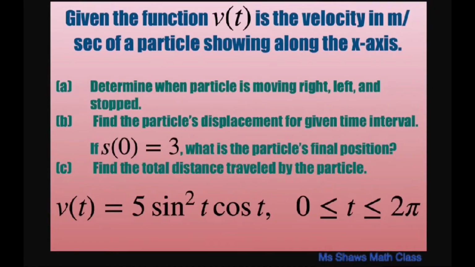Everyone. Given the function v of t equals 5 sine squared of t cosine of t is the velocity in meters per second of a particle moving along the x-axis, we're going to determine when the particle is moving right, left, and stopped, find the particle's displacement for the time interval 0 to 2 pi, also find the particle's final position when we're starting at 3, and also find the total distance traveled by the particle. So it's a lot here.